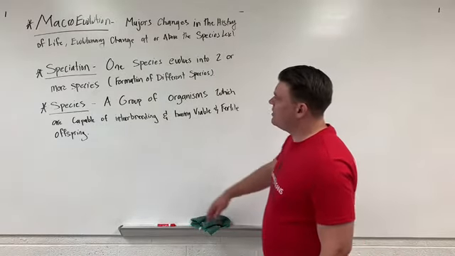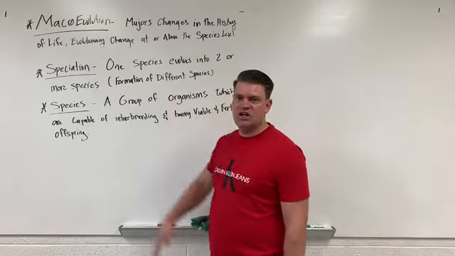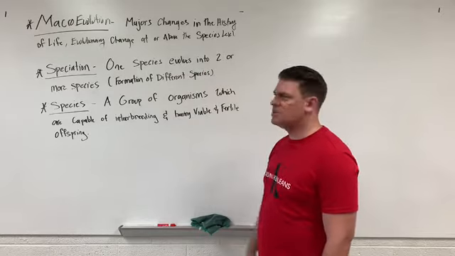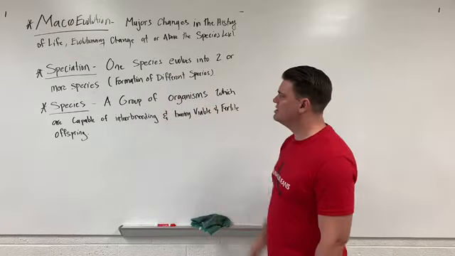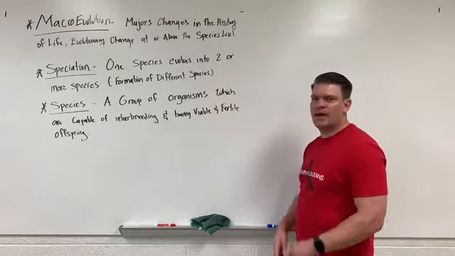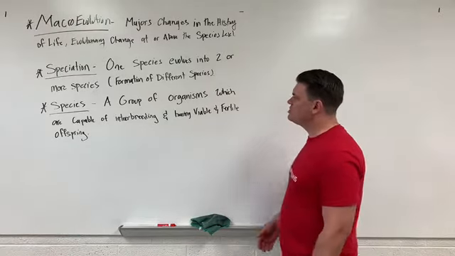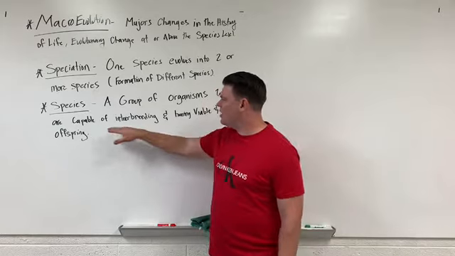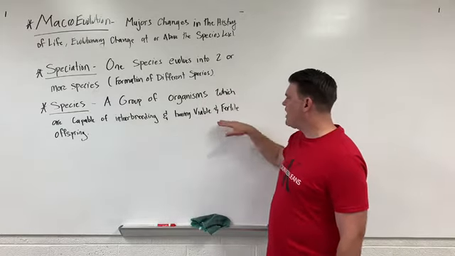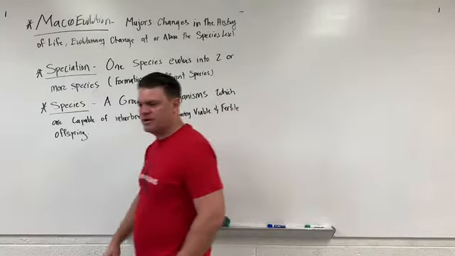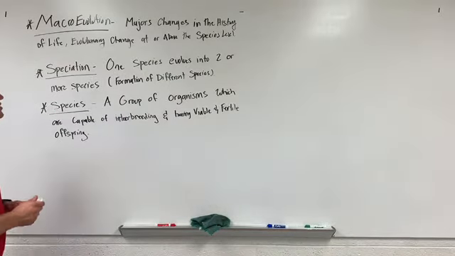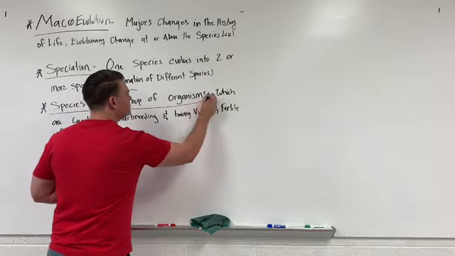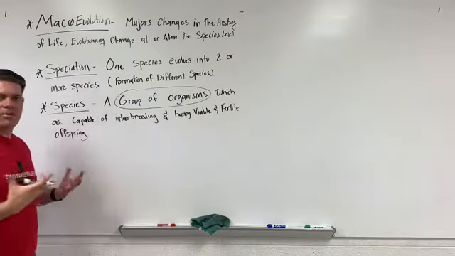All right, so with that, we have to understand what speciation is. Speciation is when one species evolves into two or more species, so the formation of different species. And then lastly, we need to know, okay, then what is a species? So a species is a group of organisms which are capable of interbreeding and having viable and fertile offspring. So the important parts of this is that this is a group of organisms, all right? Sometimes we call them a population.